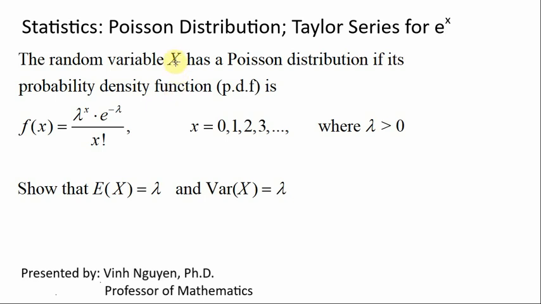This video is on Poisson distribution, and we say that the random variable x has a Poisson distribution if it has the following probability density function, or PDF, of f of x equal to lambda to the x times e to the negative lambda, divided by x factorial, where x takes on the values of 0, 1, 2, 3, 4, and so on, and lambda is a positive number. And in this video I want to show that the expected value of x is lambda and the variance of x is also lambda.